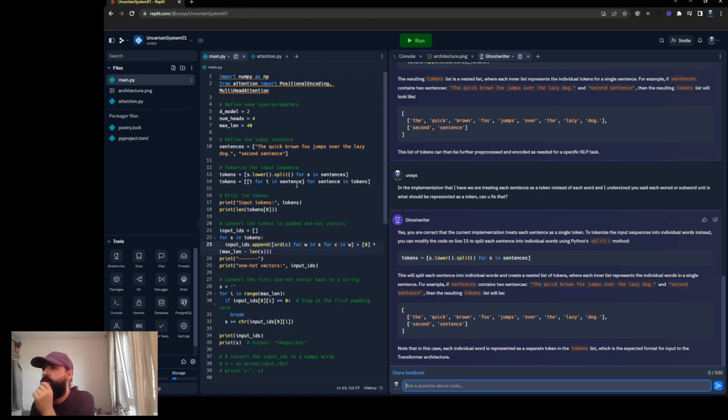But this is already what it's doing. Okay, so this splits each sentence into individual words to create a nested list of tokens. Yes, fine. Where each inner list represents the individual words in a single sentence. Okay, that's correct. Yeah, so fine. Maybe I asked this wrong. So each word is exactly that.